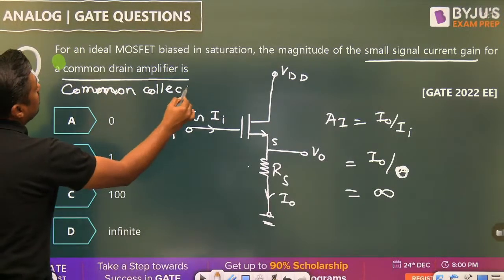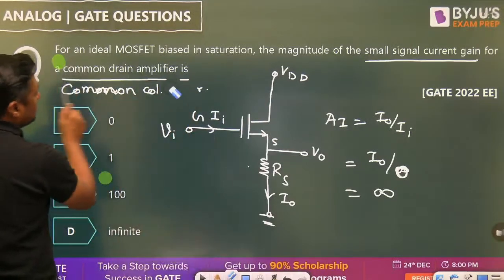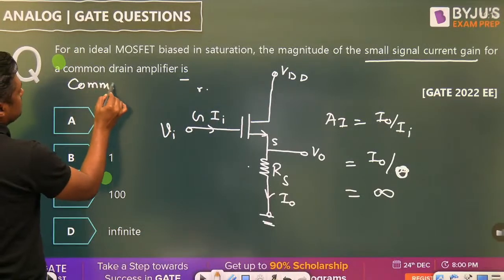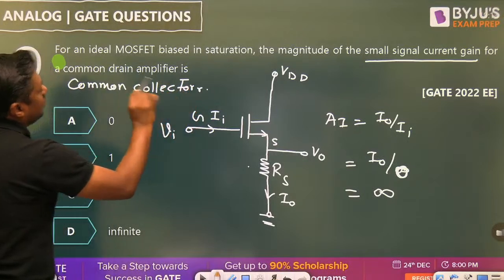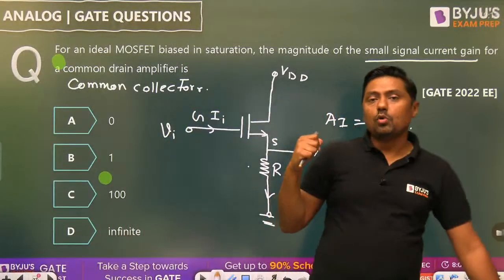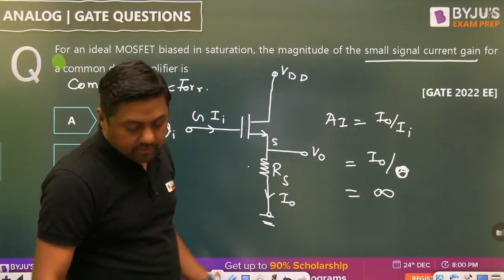It is analogous to voltage follower. So what is the name of this circuit? Common collector. Analogous to common collector, analogous to voltage follower. So what is the another name of this common drain? Give me the answer in comments box. Next time you will get MSQ on that. Okay.